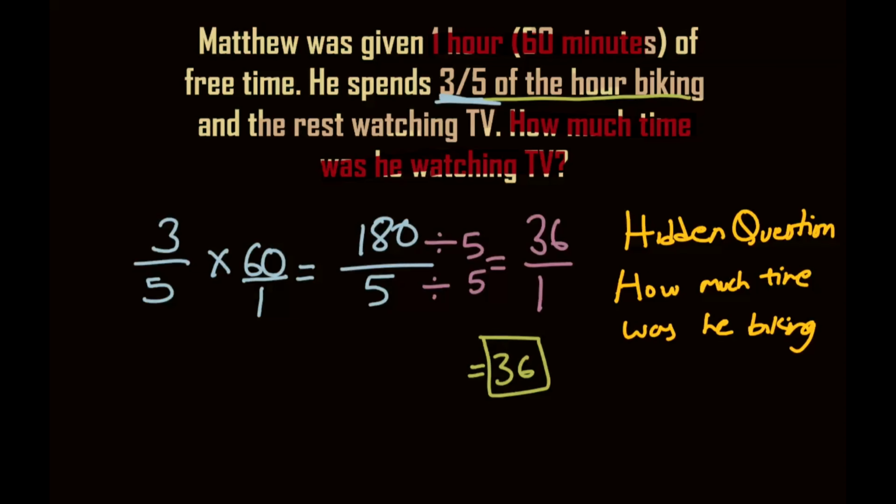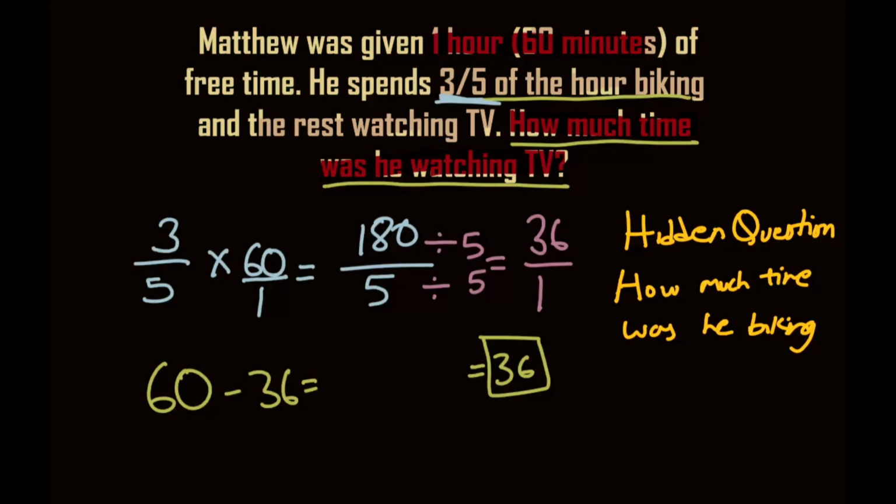But that's not our final answer though, because what we need to find is how much time he was watching TV. This is how much time he was biking. So let's find out how much time he was watching TV. All we're going to do is 60 minus 36. Why? Because an hour has 60 minutes, and 36 is the amount of time he was biking. The rest of it, he was watching TV, so we subtract. Let's set it up right here.